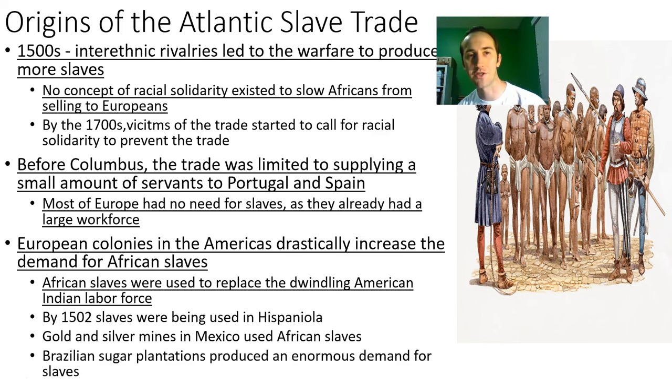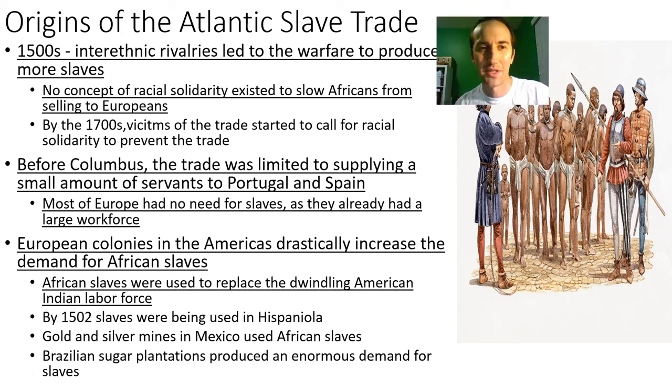In the 1500s, inter-ethnic rivalries led to warfare to produce more slaves, as these different kingdoms wanted to get in on this business to sell and make money and get new weapons from the Europeans. There was no concept of racial solidarity that really existed to slow Africans selling to Europeans. There was no racial harmony there. They didn't really understand the idea of one Africa. They were different tribes, different peoples, the same way that Europe has different peoples and different rivalries within Europe.